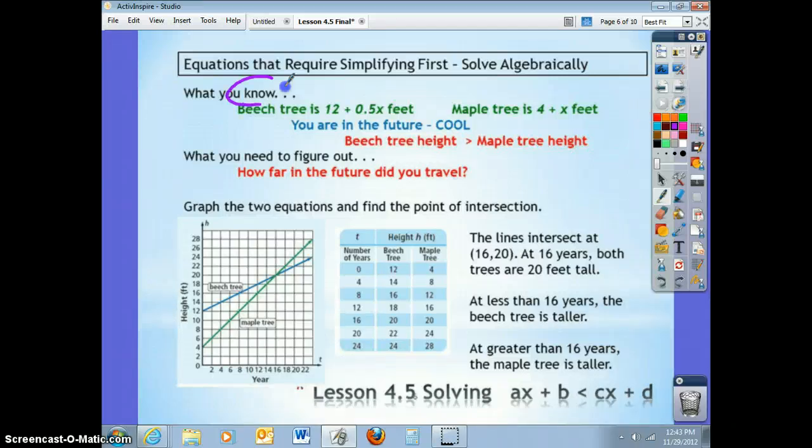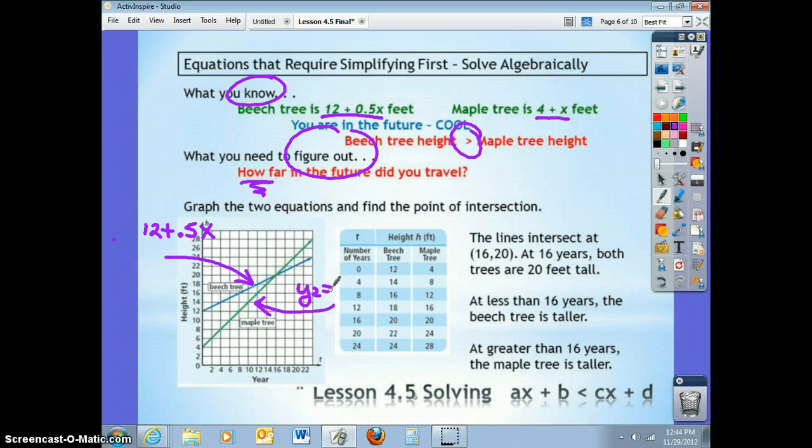So, still what you know is that the beech tree is 12 plus 0.5x, and the maple tree is 4 plus x. You still know you went into the future, and you know the beech tree is taller. What you need to figure out is how far did you go? So this beech tree graph is the equation y1 equals 12 plus 0.5x. This maple tree equation is y2 equals 4 plus x.